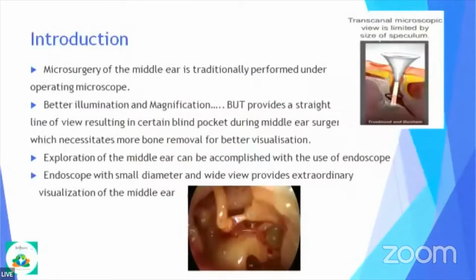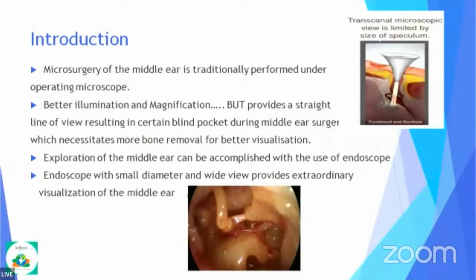Microsurgery of the middle ear is traditionally performed with a microscope, and we have been trained under the microscope for so many years, during our PG training as well as after the postgraduation. What we all know about the microscope is that it gives beautiful magnification and wonderful illumination. But the only problem with the microscope is that it gives a straight axis, and whatever is beyond the corners, you are not able to see unless you move the head of the patient or tilt the microscope.